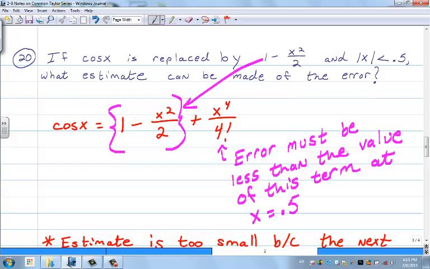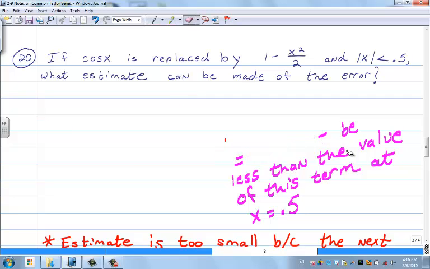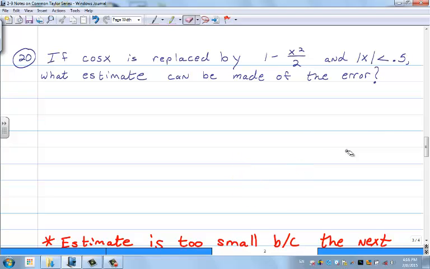Now this says if cosine x is replaced by 1 minus x squared over 2, and the absolute value of x is less than 0.5, what estimate can be made of the error? Well, let's look at the Taylor polynomial for cosine of x, about x equals 0. That is cosine x equals 1 minus x squared over 2 plus x to the 4th over 4 factorial.